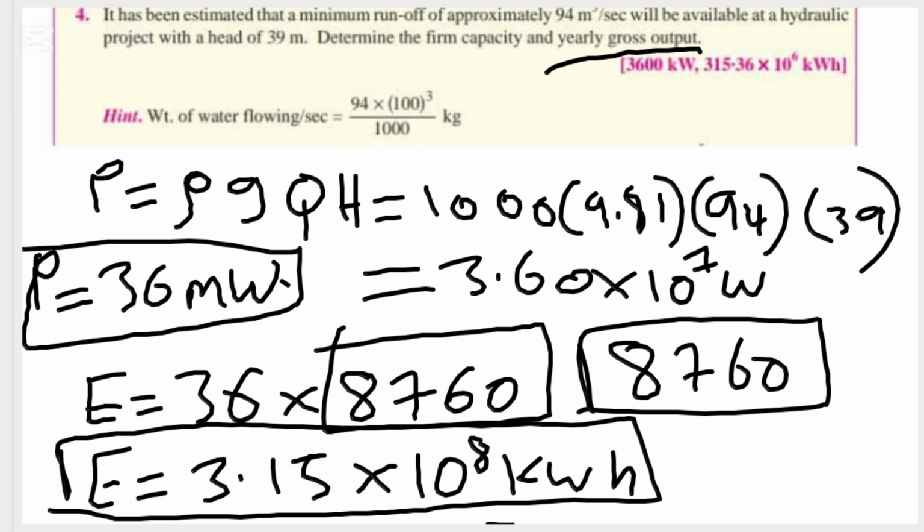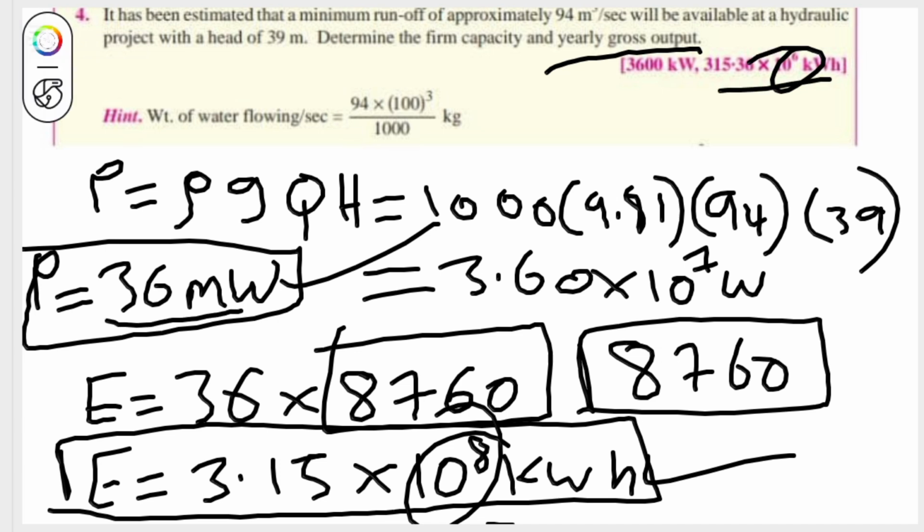So as you can see, we find 36 megawatt and we have 3.15, so this is kilowatt hour, and also this is 10 to the power of 8 and this is 10 to the power of 6, so it is all the same thing. And we have 36 megawatt, we have 36,000 kilowatts, so it is also the same thing.